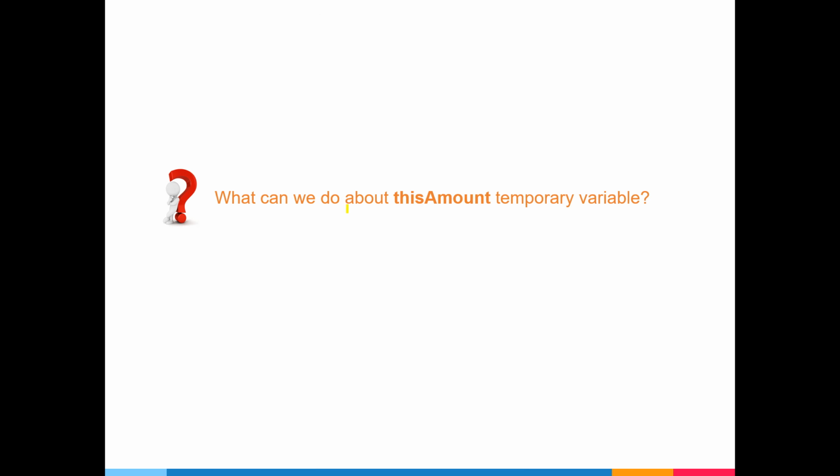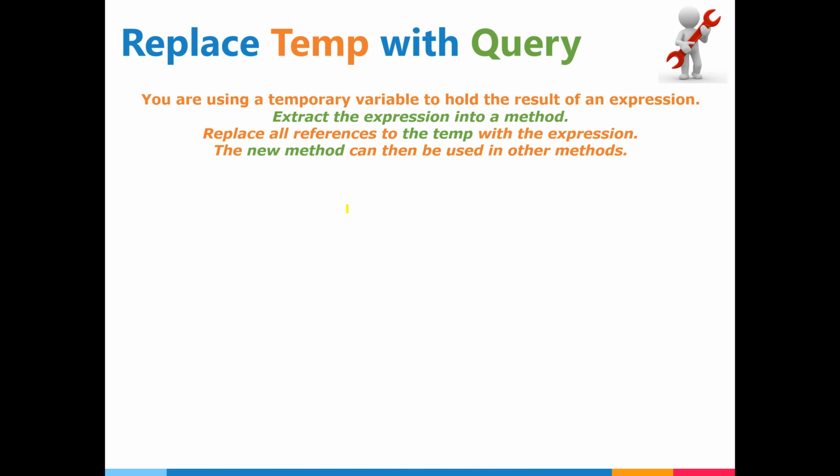Let's look at a slide a little bit. You are using a temporary variable to hold the result of an expression. Extract the expression into a method. Replace all references to the temp with the expression. The new method can then be used in other methods.